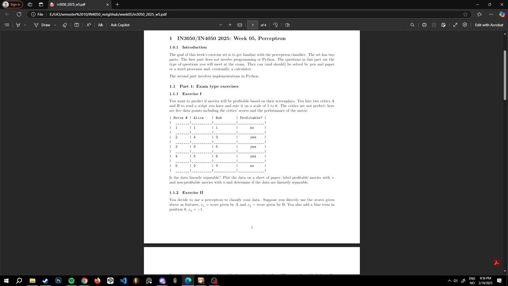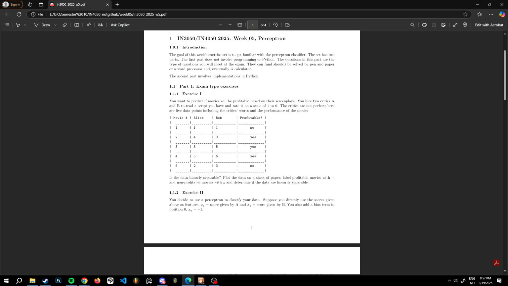So here's an example of what type of data set we can use these perceptrons on. We have this exam type exercise right over here, and I'm going to read it out loud so you understand what we're getting into. Introduction: the goal of this week's exercise is to get familiar with the perceptron classifier. The set has two parts. The first part does not involve programming or Python. The questions in this part are the type of questions you will meet at the exam. They can and should be solved by pen and paper or a word processor and eventually a calculator. The second part involves implementation in Python.